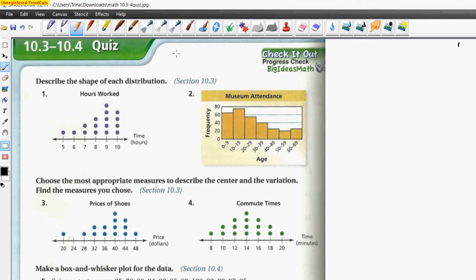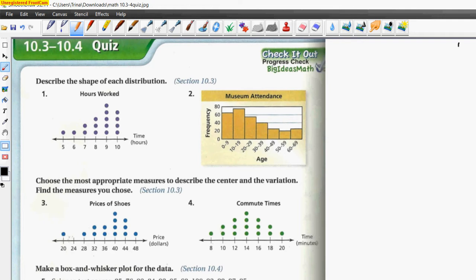All right, let's take a look at all of this and see where we're going with this. As we can see, we are now at 10.3 and also 10.4 as far as the quiz is concerned. Let's take a look at this. It says describe the shape of each distribution. Once again, describe the shape of each distribution. And we're going to look at this right now.